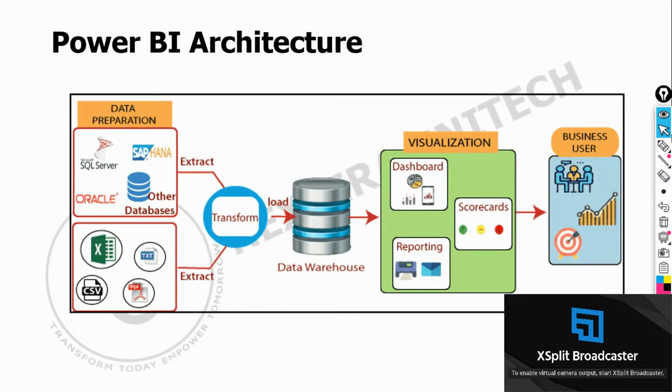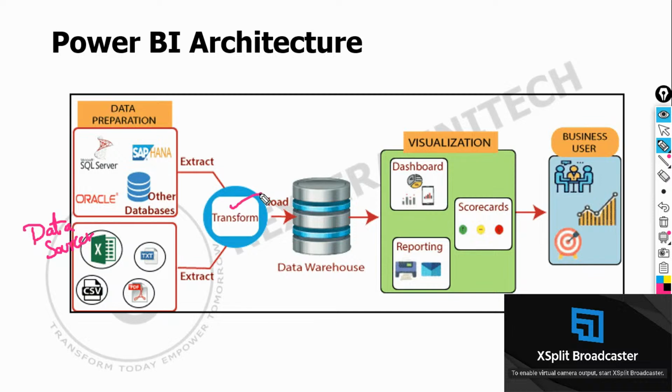So if you see here, this is the architecture of Power BI. As I have told you, there are multiple sources. What are these? These are databases. This is an Excel file, CSV file, PDF, text. You take any number of data sources. Data is residing in these sources. Initially we'll connect Power BI to the particular source and we'll extract the data. Once data is extracted to Power BI, we'll transform it.